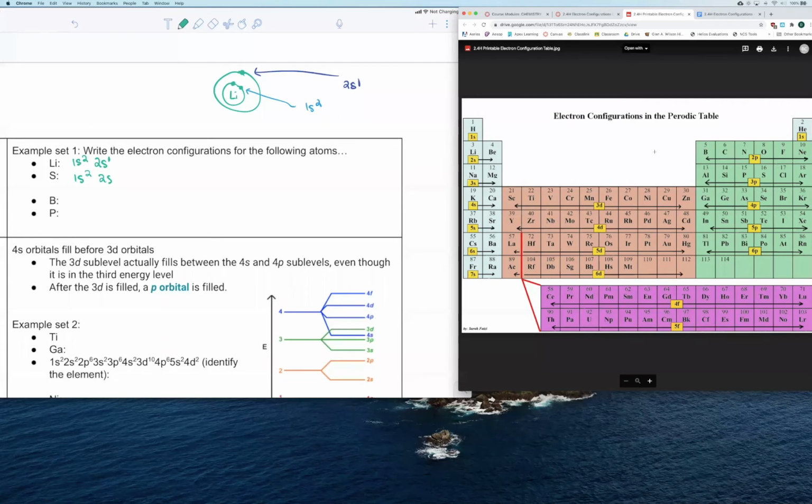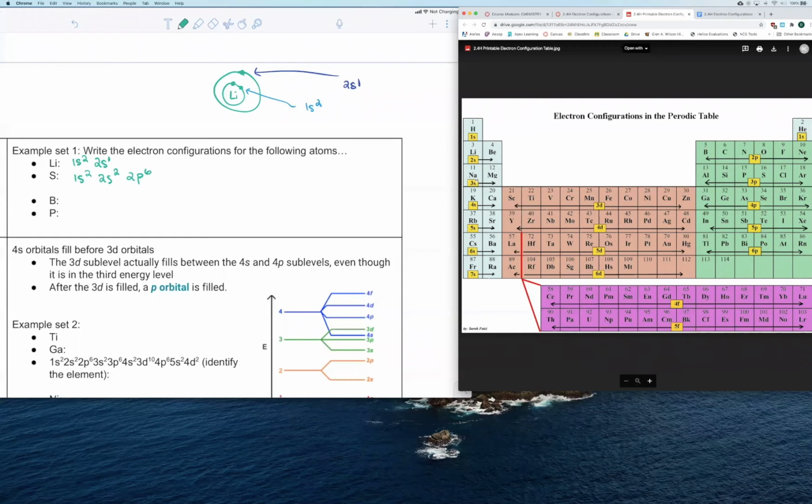And then keep moving. Here, now I'm at 2p. So I would have 2p, and then count how many electrons you have. So 2p: 1, 2, 3, 4, 5, 6. So this sublevel is filled. So I would go 2p6.